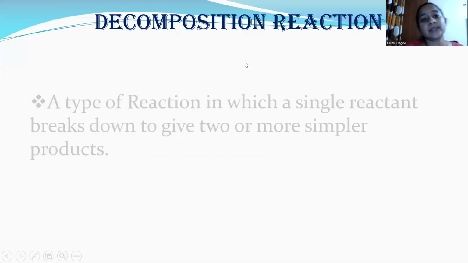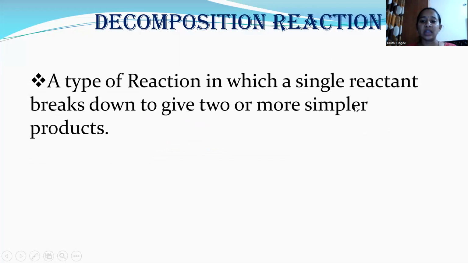Let's move further. Exact definition of decomposition, let us understand. A type of reaction in which a single reactant breaks down to give two or more simpler products. There, reactants were two or more, and the product was only one. Here, the reactant is single. Observe here, the reactant is single. Products are two or more. That's decomposition reaction.